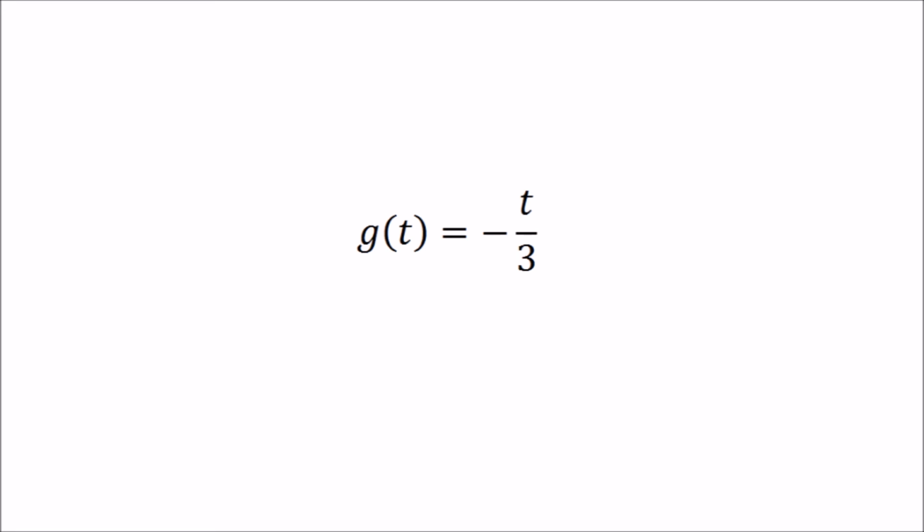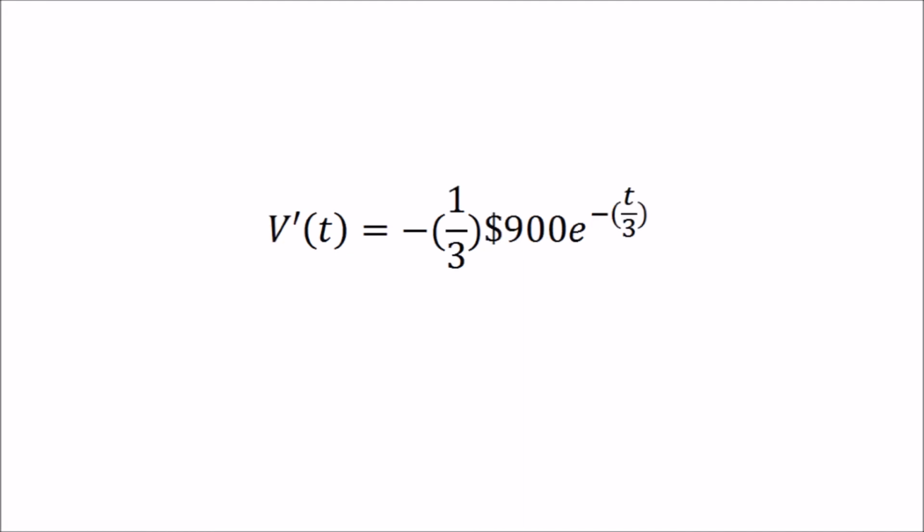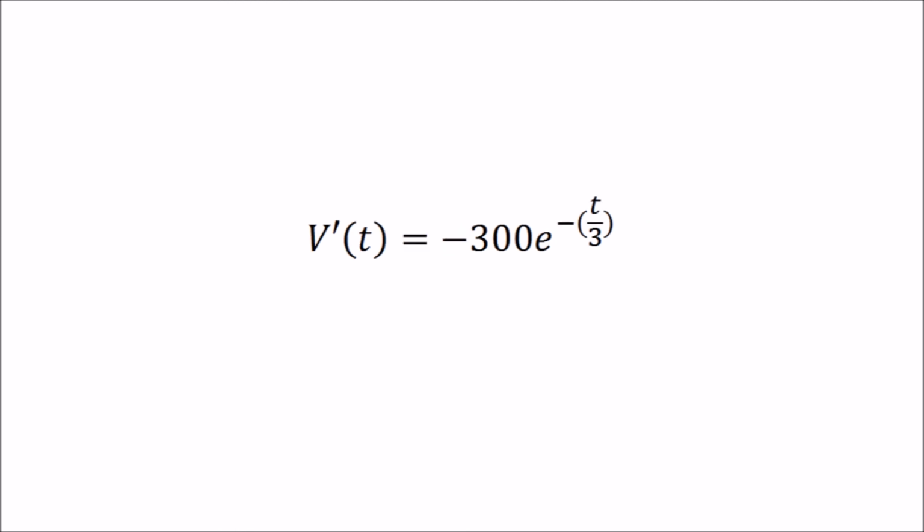The exponent negative t over 3 can also be expressed as negative 1 over 3 times t. If we multiply negative 1 over 3 by the exponent of t, which is 1, and subtract said exponent by 1, we will have the derivative. T to the exponent of 0 is equal to 1. Therefore, the derivative of this exponent is simply negative 1 over 3. If we follow the aforementioned rules of deriving an Euler's exponential function, we are left with the equation v prime of t is equal to negative 1 over 3 times 900 times e to the power of negative t over 3, or v prime of t is equal to negative 300 e to the power of negative t over 3.